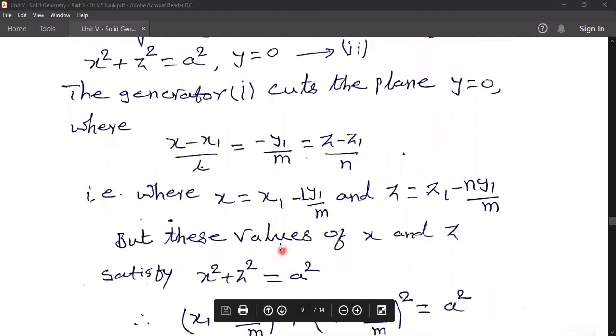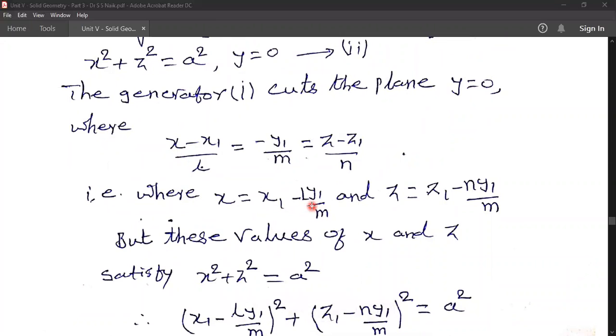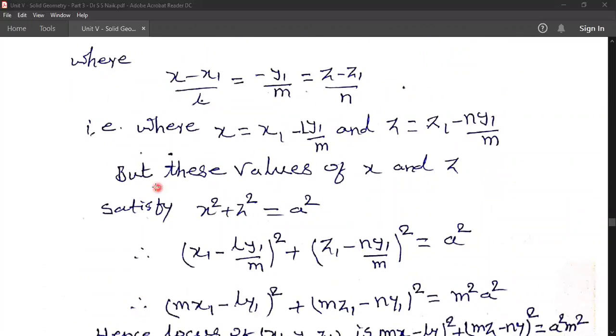So when you go on simplifying, you get the value of x. x is equal to x1 minus L y1 upon M, and z is equal to z1 minus N y1 upon M. But these values of x and z, so this is the value of x and this is the value of z, satisfy the equation of a circle, that is x square plus z square is equal to a square.